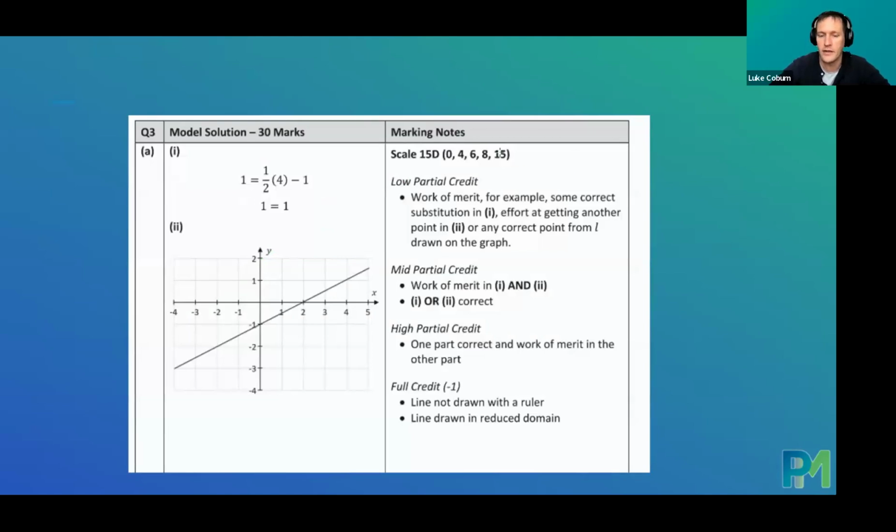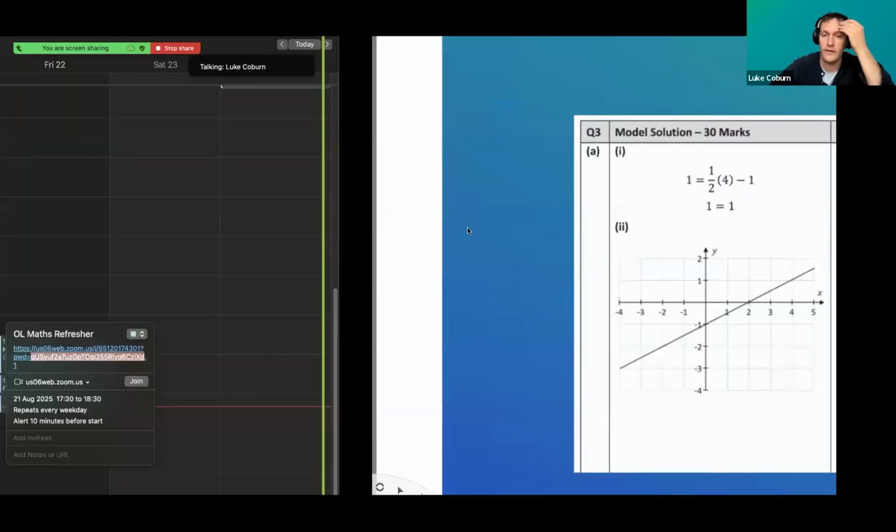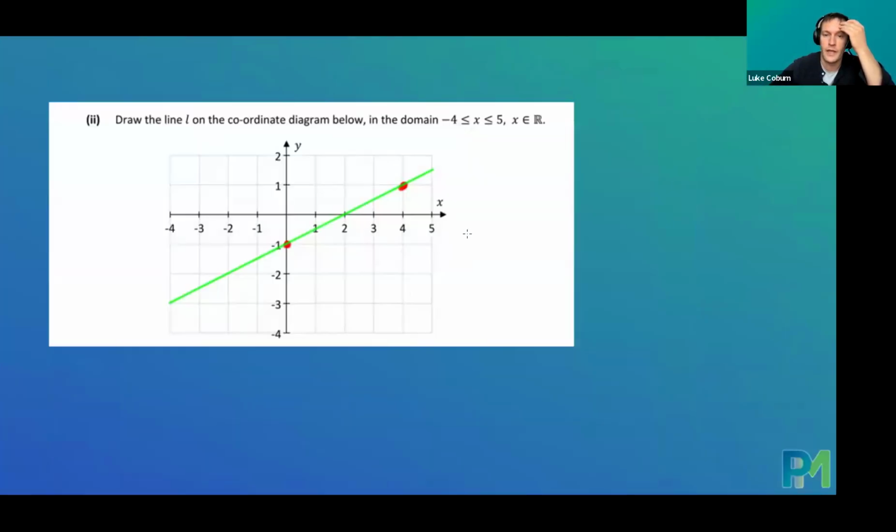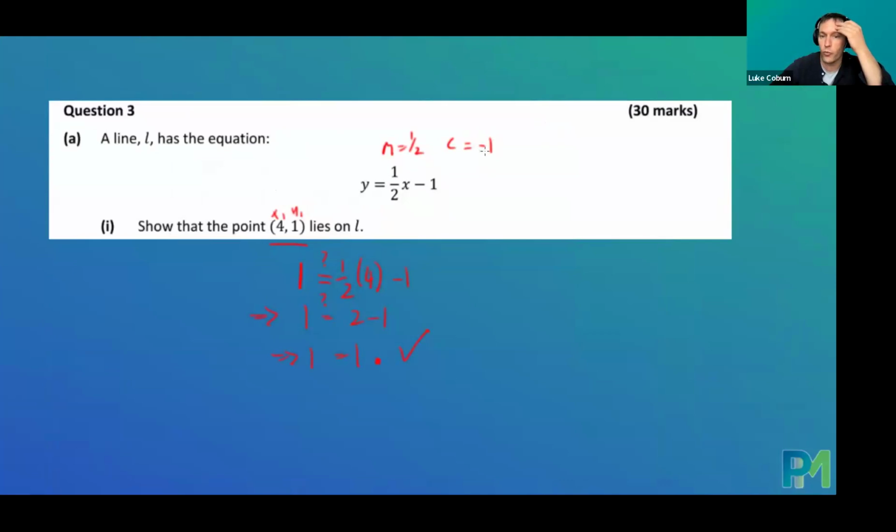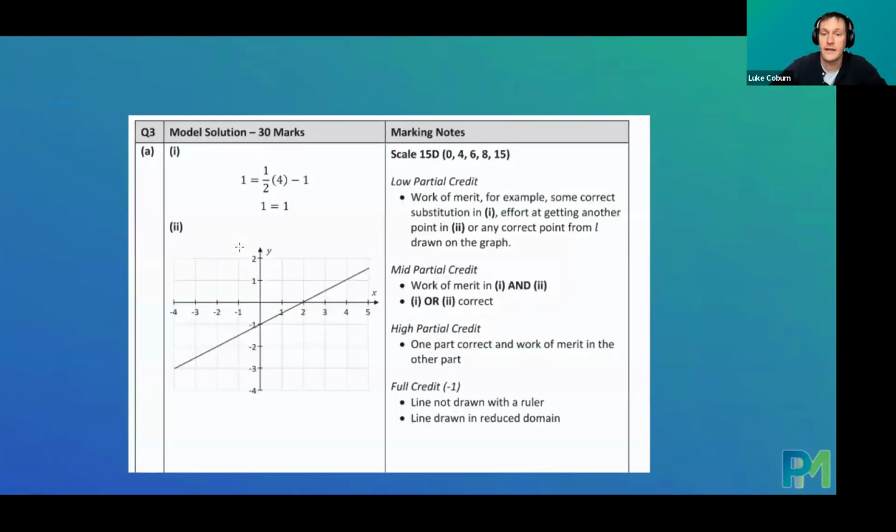So that's not quite to the level of a pass, right? Or for part 2, basically any effort at getting a point. So even saying, for example, c is equal to -1, that would be effort at getting a point. If I'd done c is equal to -1 and then subbed in just that, that would be a work of merit in part 1 and part 2, and I would get 6 marks out of 15 just for that.